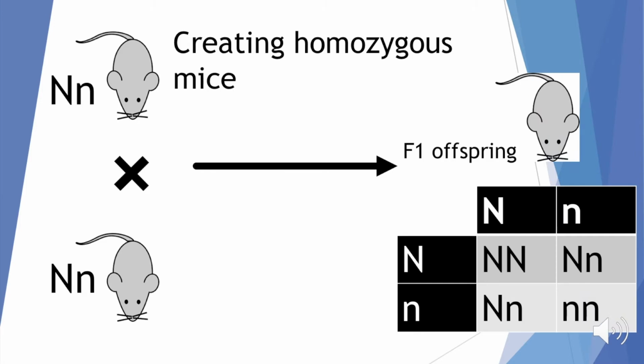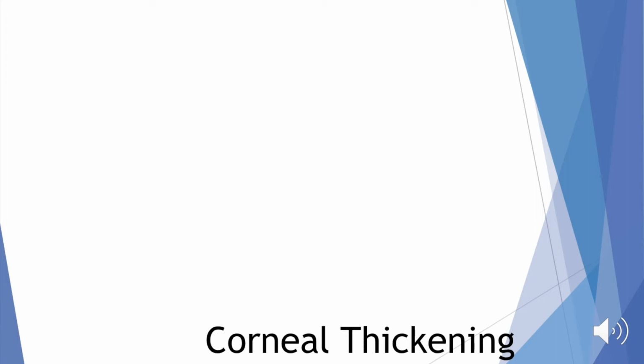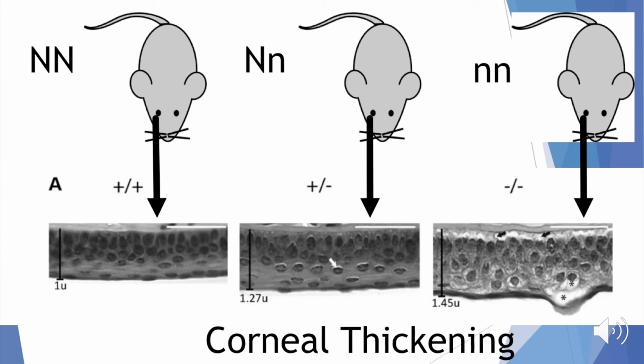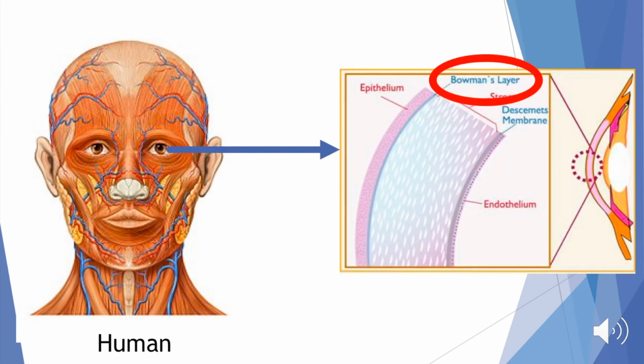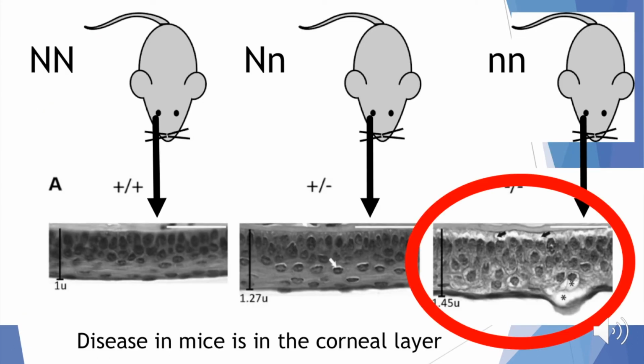To overcome this, mouse models were made containing the homozygous gene for Keratin 12, and thus the phenotypic mutation was shown in the thickening of the corneal epithelium. Whilst in the human disease, it is thickening of the Bowman's layer that shows the phenotypic mutation, mice don't have this layer, so the disease is shown in the corneal epithelium.